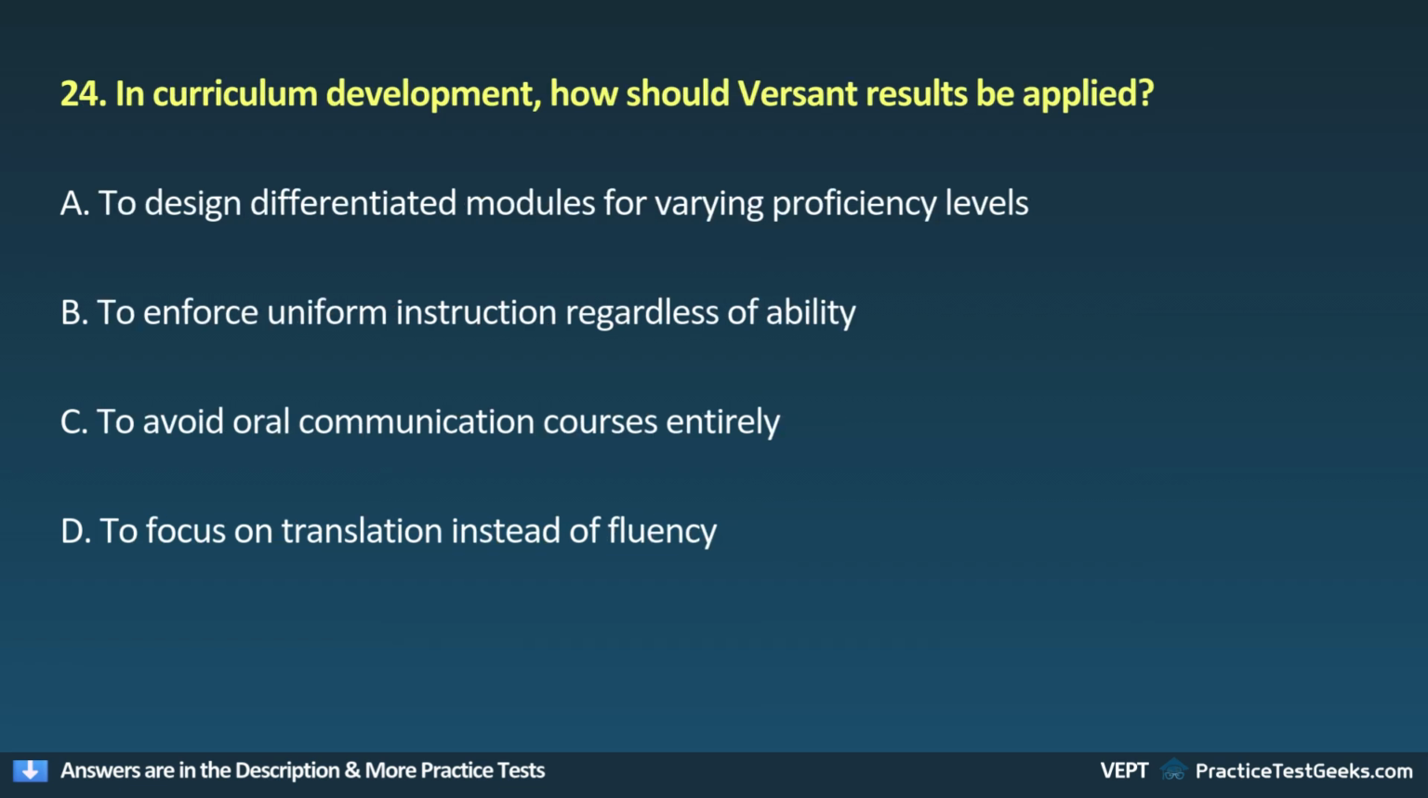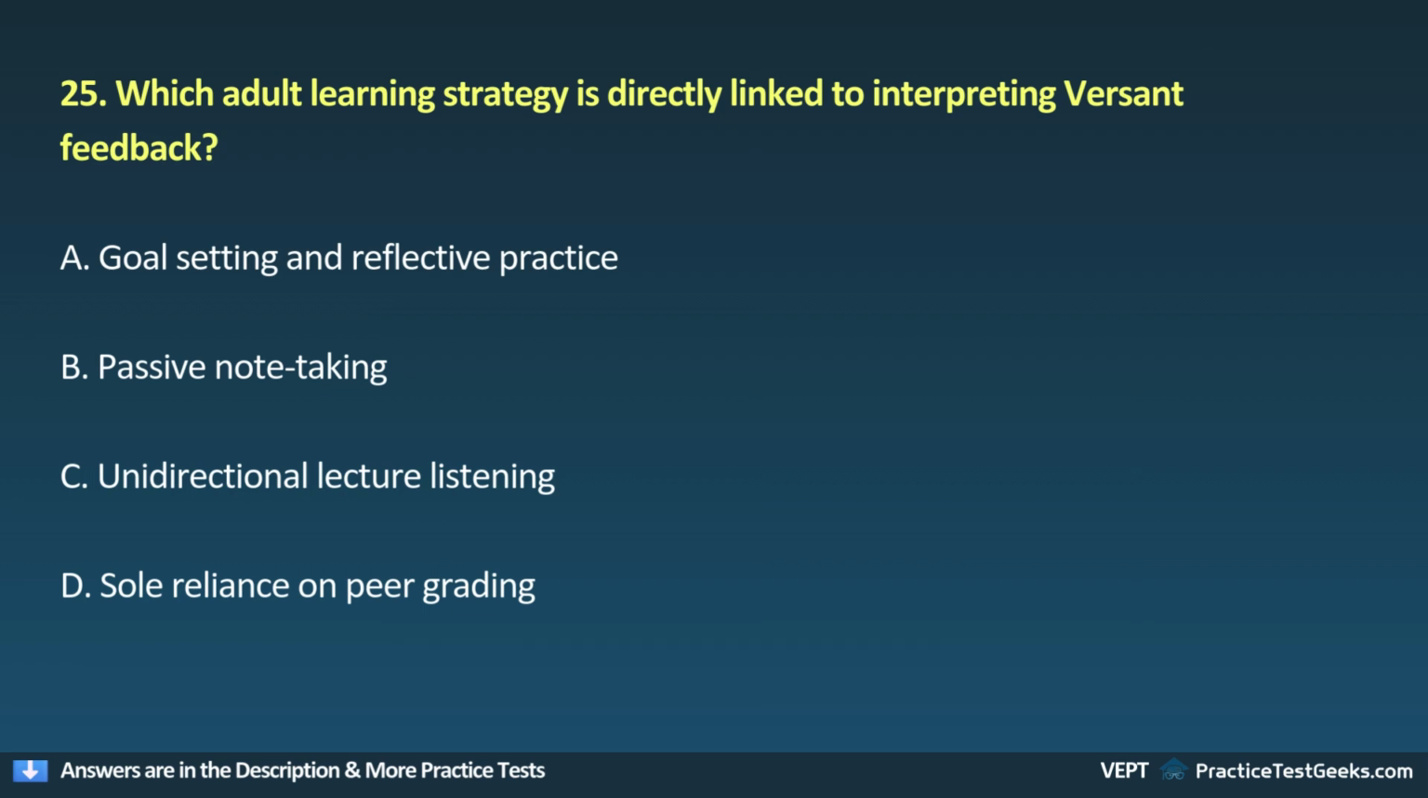24. In curriculum development, how should Versant results be applied? A. To design differentiated modules for varying proficiency levels. B. To enforce uniform instruction regardless of ability. C. To avoid oral communication courses entirely. D. To focus on translation instead of fluency.